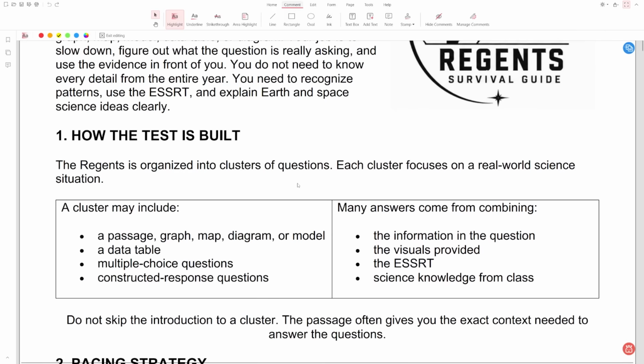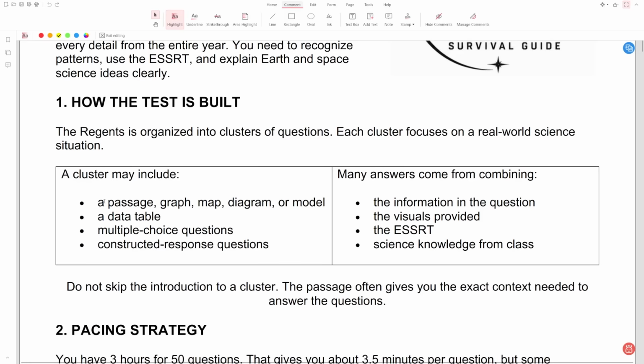So here's how the test is built. Basically, it's clusters of questions. Your best bet is to just do practice Regents exams. At this point in me recording the video, there have been 3 of them that have come out, but if you're watching this later on, just go back to New York State practice Regents and do them. I have a video of me going through every single Regents, so you can go there and see me solve all the questions. So each cluster focuses on real-world science situations.